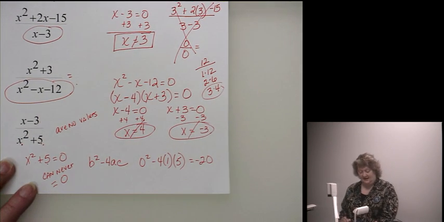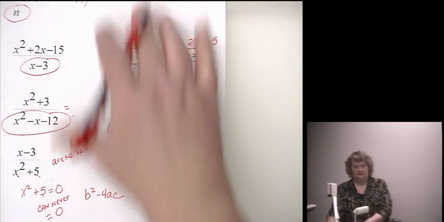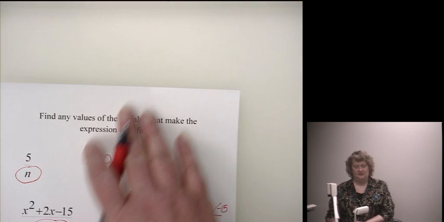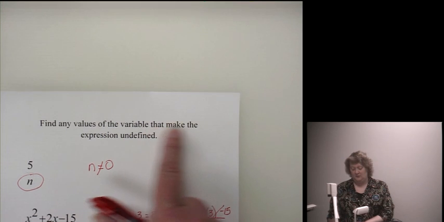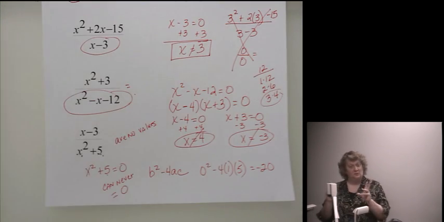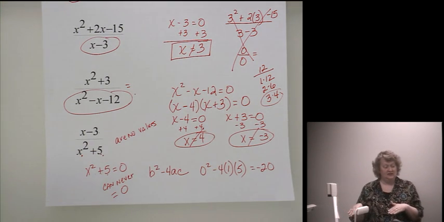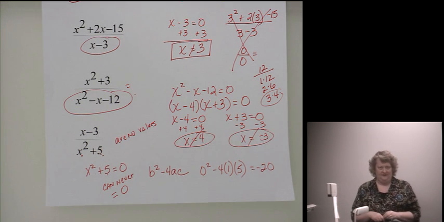where this is undefined because of the way the problem was worded. And again, I pointed, but I didn't bring it back down so you could see, because my direction said find any values of the variable that make the expression undefined. Now, if it asked me to find the domain of this function, then that would mean that the domain of this function is all real numbers. Because I didn't leave any values out, I'm containing all the real numbers.